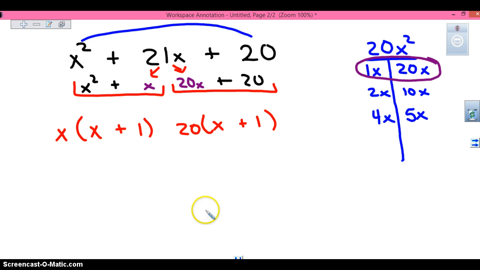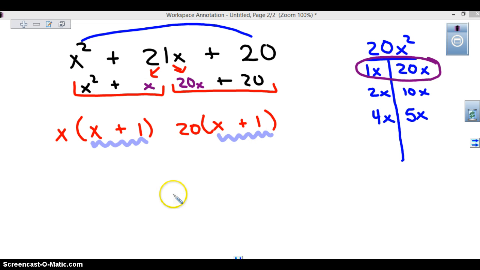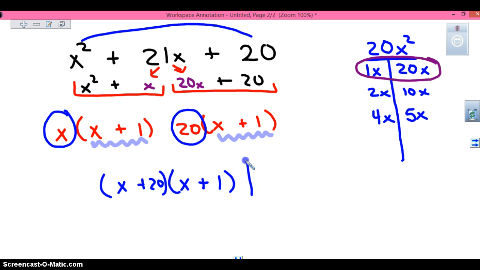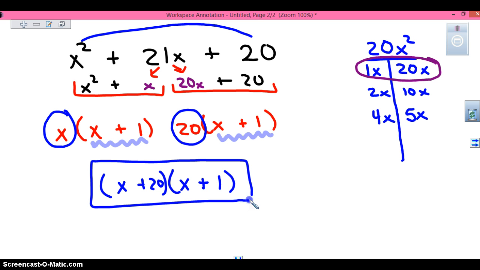We can see that we have our common binomial right here, x plus 1, x plus 1. So we've got part of our answer as x plus 1. Now the next part of our answer is made up of x plus 20. And these are the factors of x squared plus 21x plus 20.